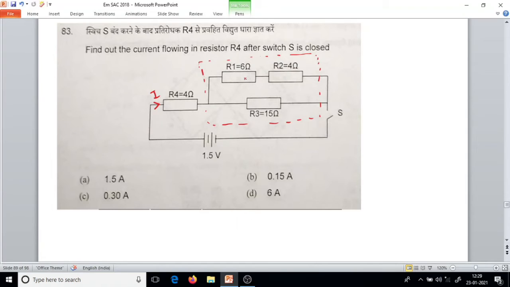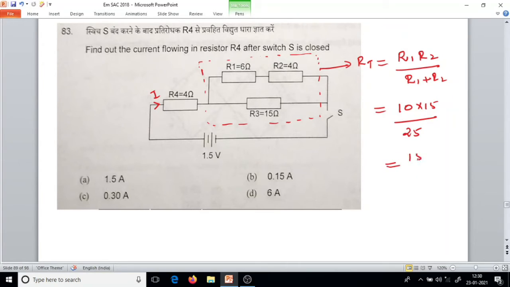So here 4 ohm and 6 ohm are in series, so 10 ohm. For this part, if we take RT, R total, the 10 ohm and 15 ohm are in parallel. When two resistors are in parallel, you take R1 R2 divided by R1 plus R2. So 10 ohm multiplied by 15 ohm over 10 plus 15, 25, which equals 150 upon 25. So this will be 6 ohm.